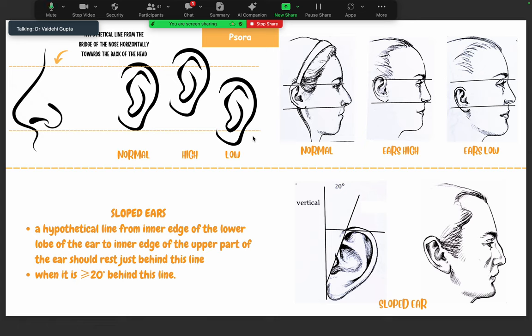Next one is sloped ear. A hypothetical line from the inner edge of the lower lobe of the ear to the inner edge of the upper part of the ear should be just behind this line. When we draw a line in the medial portion of the ear, it will be slightly inclined. When this inclination is 20 degrees or more, it is sloped ear. We can see in the sketch the measurement, and in the right one, the ears are slightly sloped, angulated. All these features are in Psora.